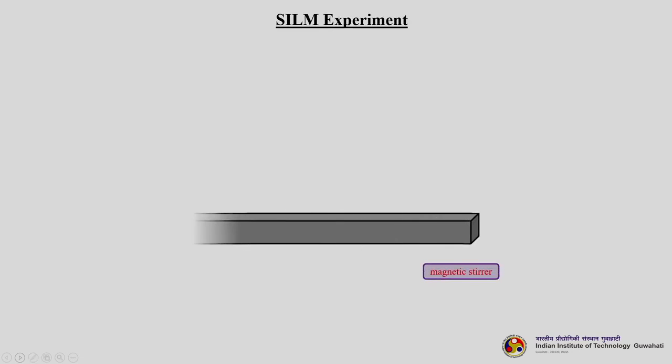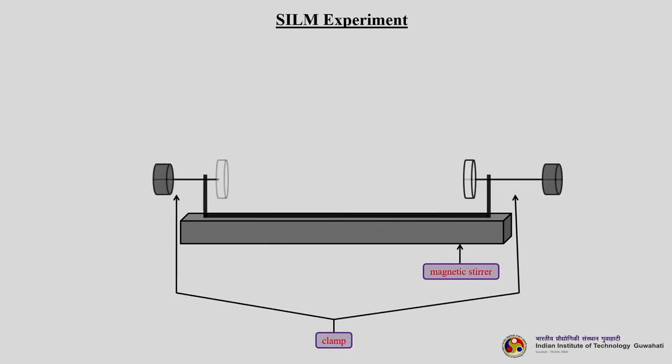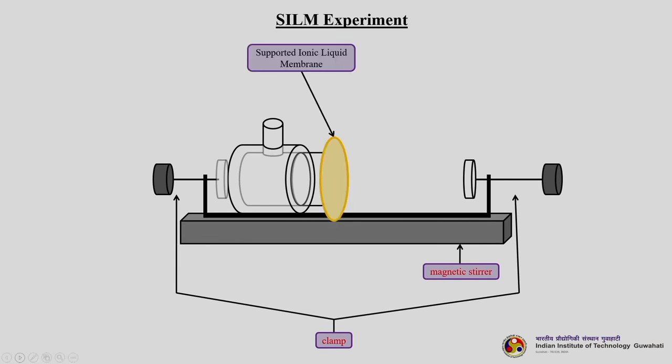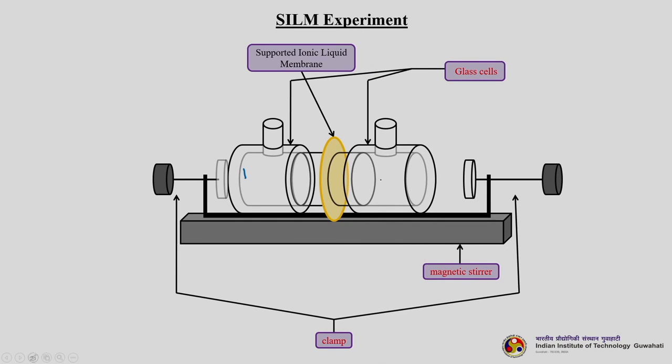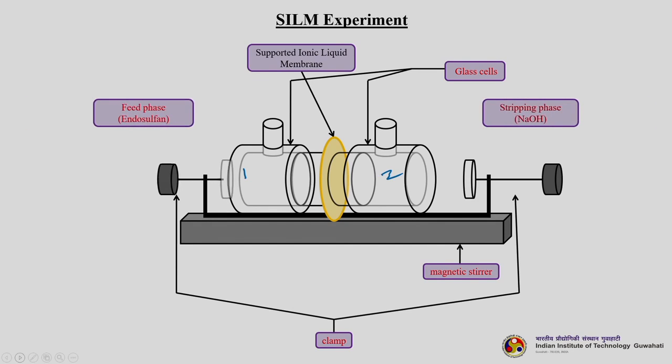Let us see how the experiments were done. For the SLM experiment, we have a magnetic stirrer plate, something like this. Then we have clamps fixed into that magnetic stirrer. Then we have two different glass cells. You can see this is one glass cell here. We place the supported ionic liquid membrane at the mouth of the first glass chamber, glass chamber 1. Then another glass chamber comes, glass chamber 2. Then it is fitted and clamped to the setup.